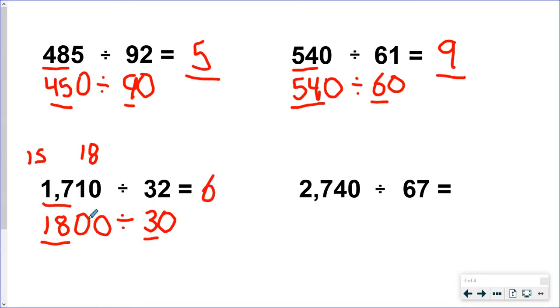And now I'm going to take out my zeros. There's 2 zeros on this side. There's 1 zero on this side. 2 minus 1 is 1, which means I do need to add 1 zero. So the final answer here is going to be 60.